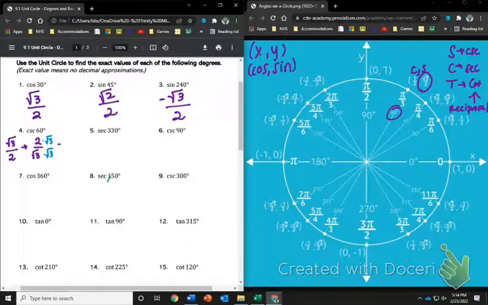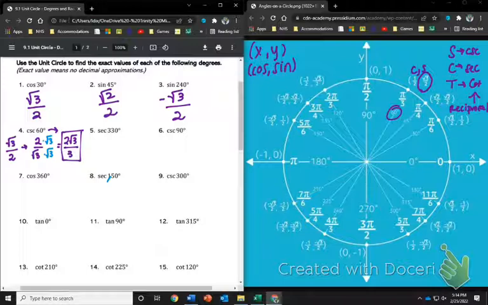All right? In the numerator, it's going to say 2 times the square root of 3 over 3, and this is my answer for cosecant of 60. So if it's sine or cosine, very straightforward. If it's cosecant, you take it and then you flip it. So let's try a couple others just to make sure we've got it.